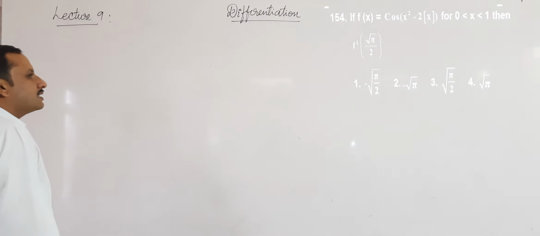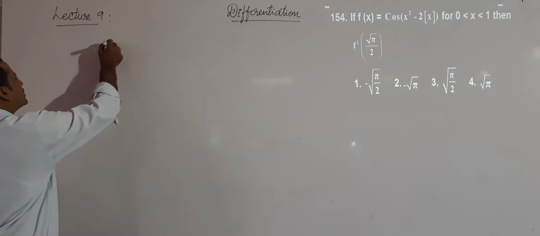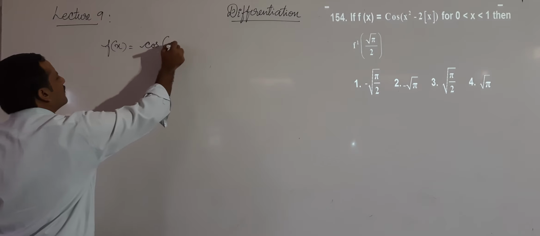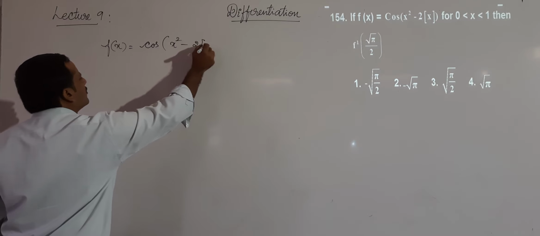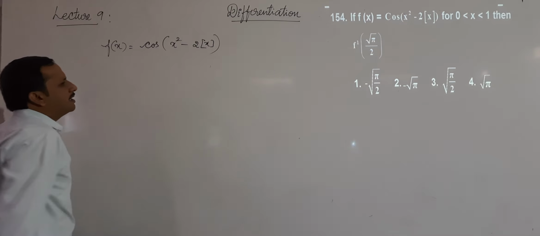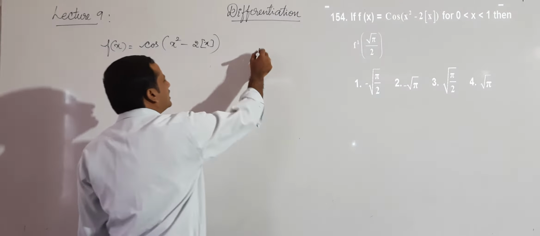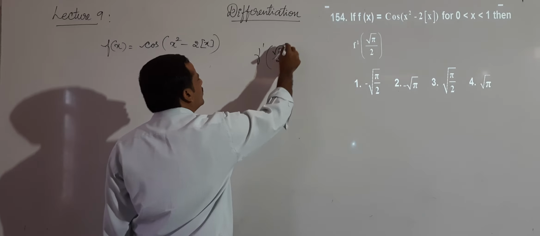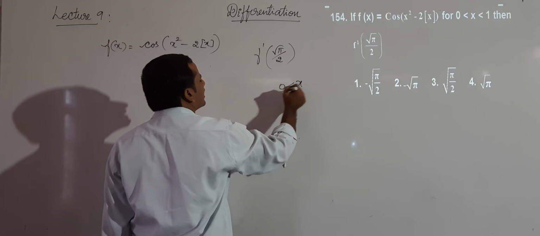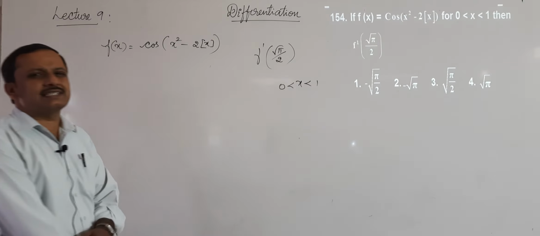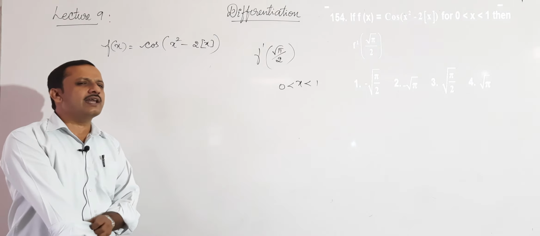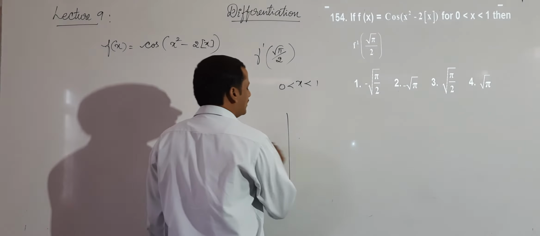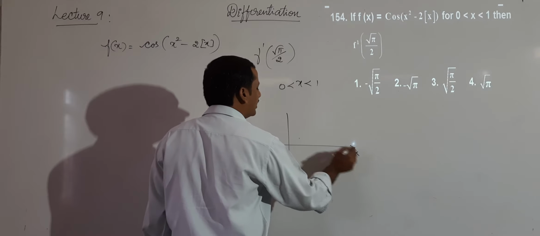154. If f of x equal to cos of x square minus 2 step x, then what is f dash of root pi by 2? They are given that x is greater than 0 and less than 1. When x is greater than 0 and less than 1, what happens to step x?